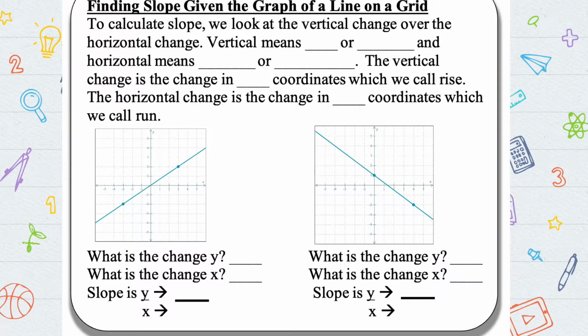All right, we're going to look at finding slope given the graph of a line on a grid. So this is definitely an easy method as long as you're given the graph, or you can always graph points and use this method in the future.